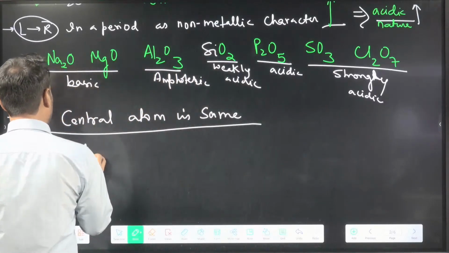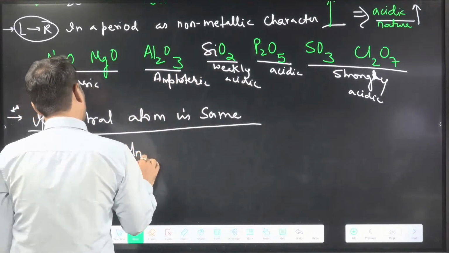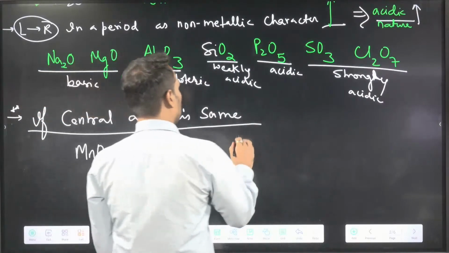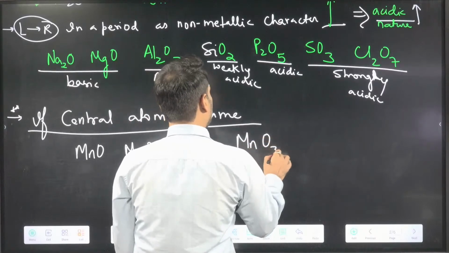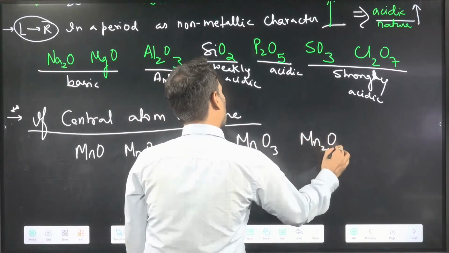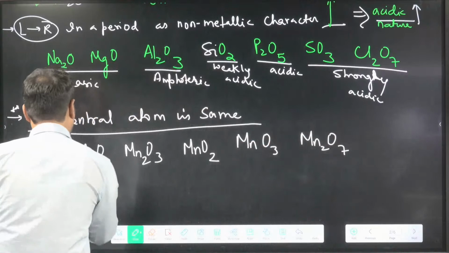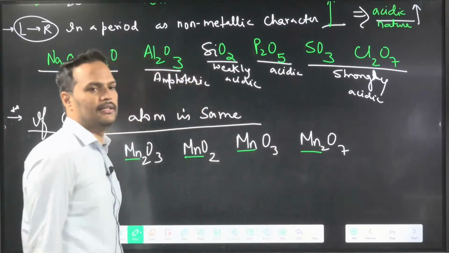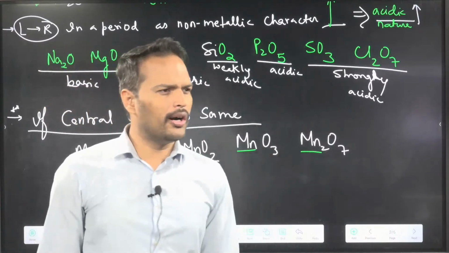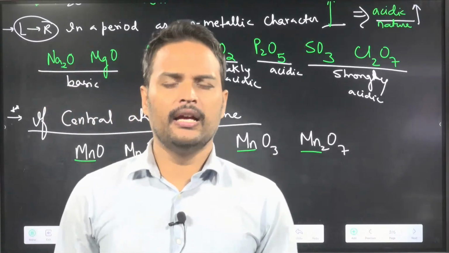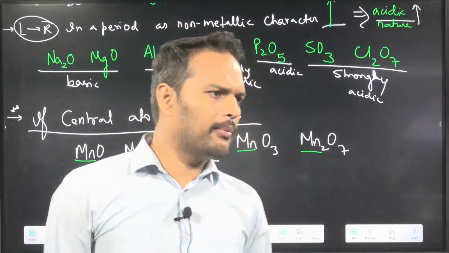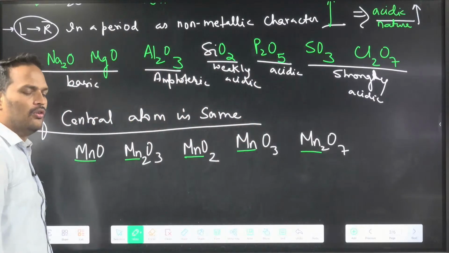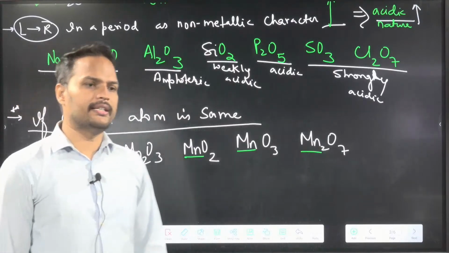Like I will give you an example: MnO, Mn2O3, MnO2, MnO3, Mn2O7, all are manganese. Now how will you tell about the acidic strength?